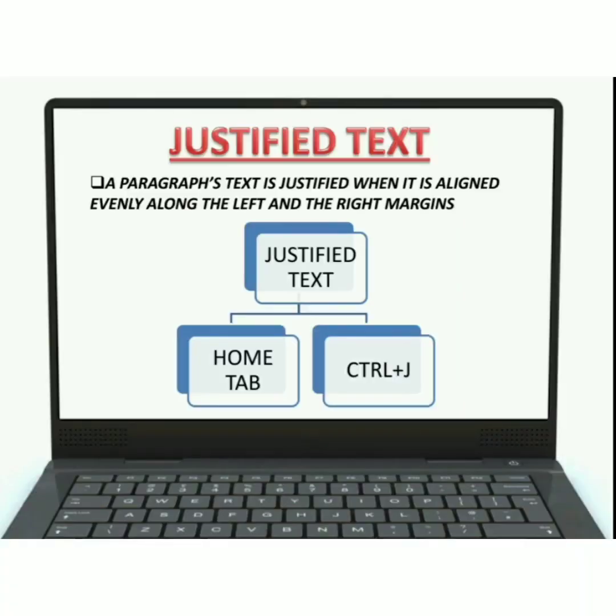Justified text means the text is aligned evenly along the left and the right margins. That means the whole text will be equally and evenly aligned on both sides of the margin, that is the left and right side of the MS Word document. So justified is also done through the home tab and through the shortcut key, that is Ctrl+J. So kids, let's see how to do it.